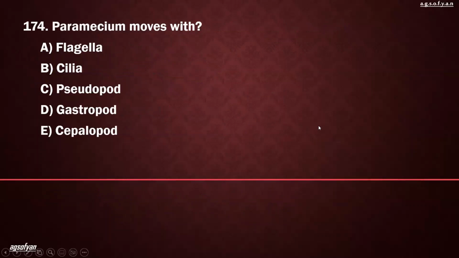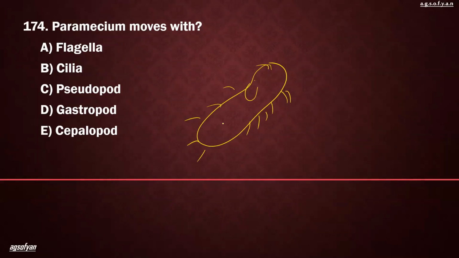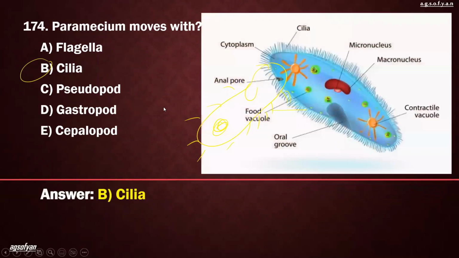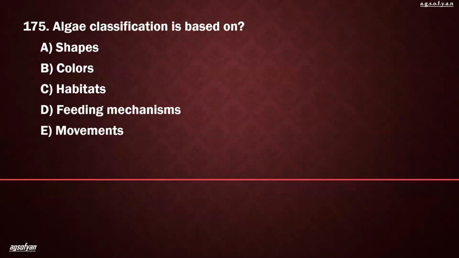Paramecium moves with, this is paramecium. What is the structure used by paramecium to move? Cilia. This is the cilia. Okay, hair-like structure. Again, this is in your quiz. Check your quiz again. This is how paramecium looks like.